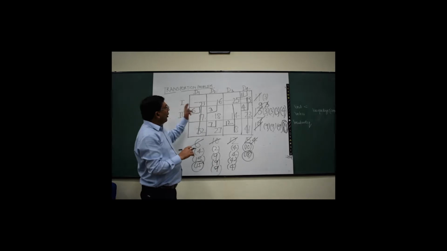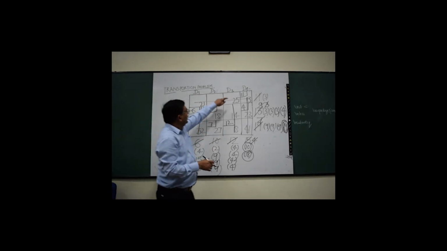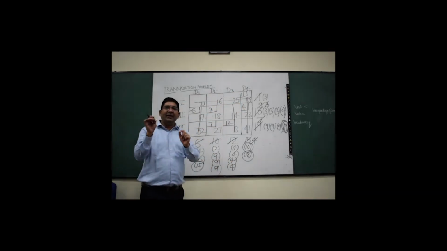Initial basic feasible solution, so how many cells are there? 1, 2, 3, 4, 5, 6. That is m plus n minus 1.